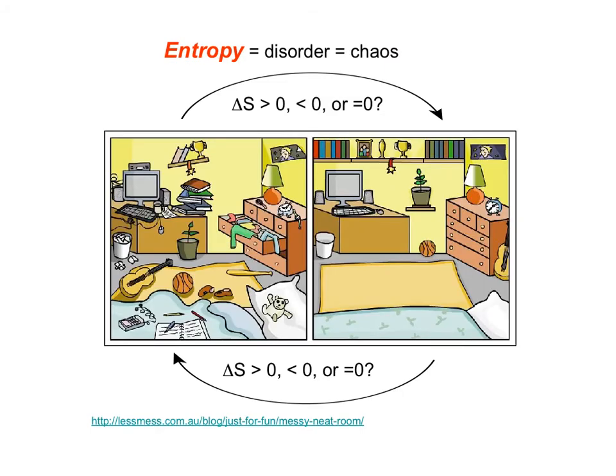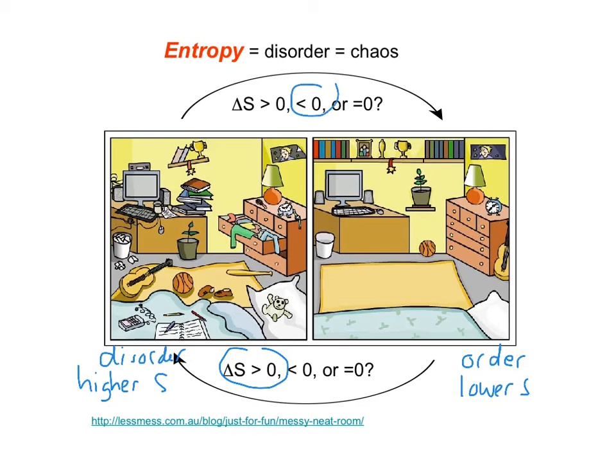You may have encountered this situation before, so stop the video and identify the direction for which delta S is greater than 0. So here is the answer. Note that the ordered room has a lower entropy than the disordered room. So delta S is greater than 0 going from the ordered room to the disordered room. To organize your disordered room to an ordered room, delta S is going to be less than 0.